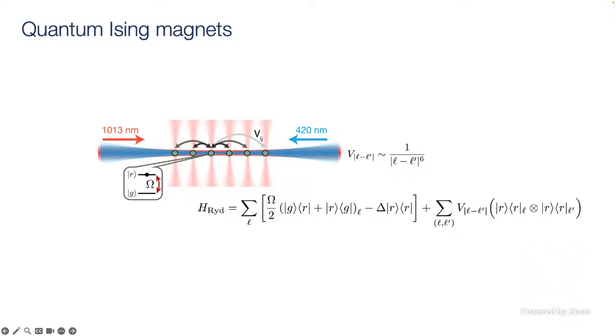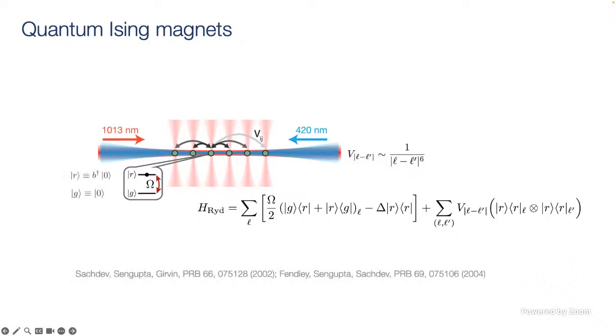Okay. So if you want to write down a many-body Hamiltonian for the system, it looks something like this. So you have, as I mentioned before, a Rabi flipping term, which drives between the ground and the Rydberg state on any given site. Then you have a laser detuning, delta, which you can think of as the chemical potential for the Rydberg state. And on top, you have these Rydberg-Rydberg interactions, which are represented by V.